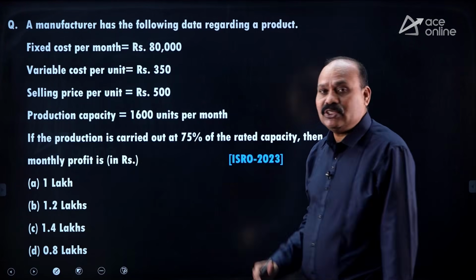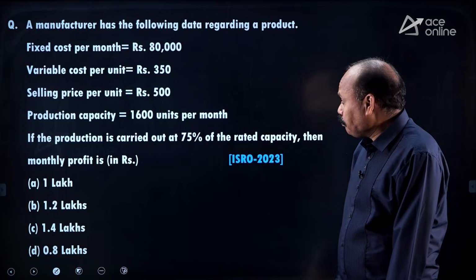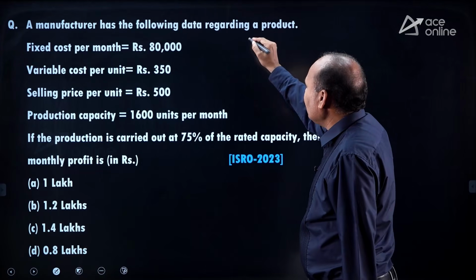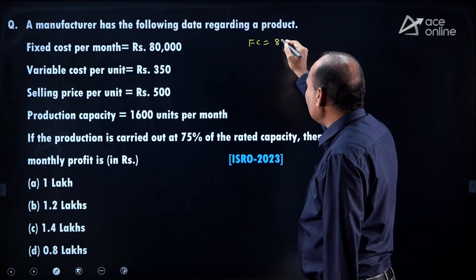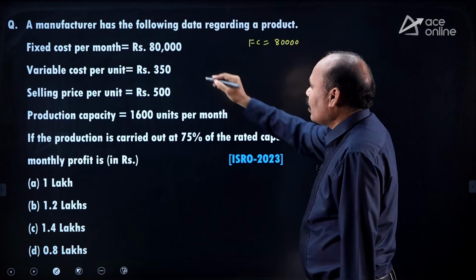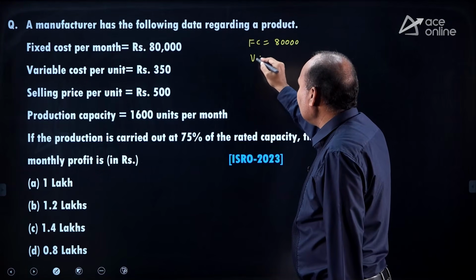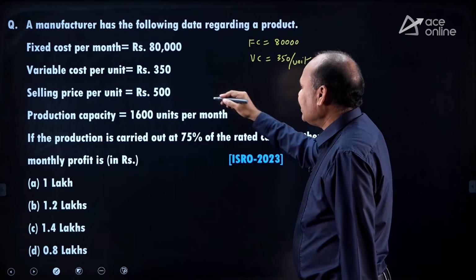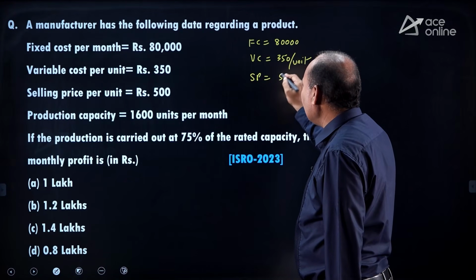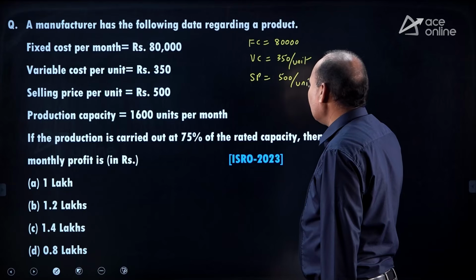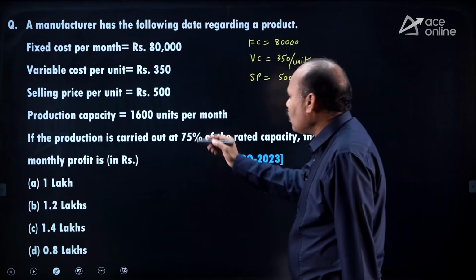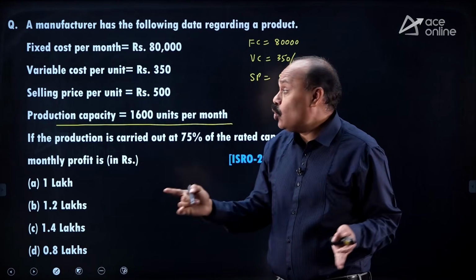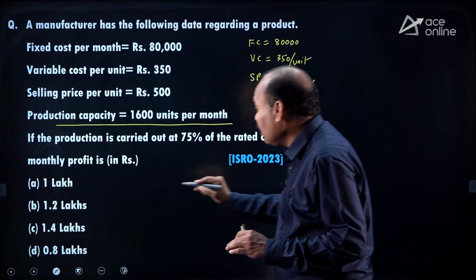Okay, this question is from ISRO 2023. What was given? Fixed cost per month, FC is equal to 80,000. Variable cost per unit, VC is equal to 350 per unit. SP is equal to 500 per unit. Production capacity 1600 units per month. So, it is actually Q max is equal to 1600.